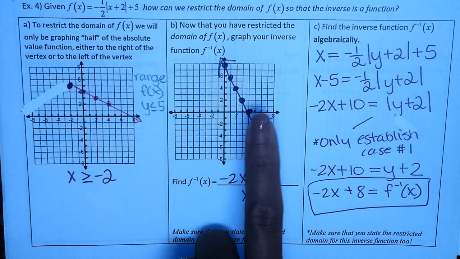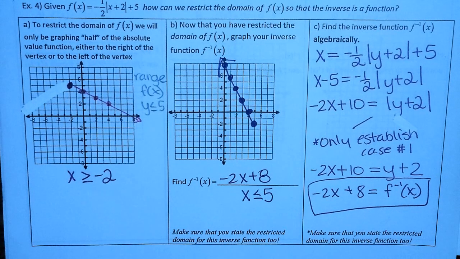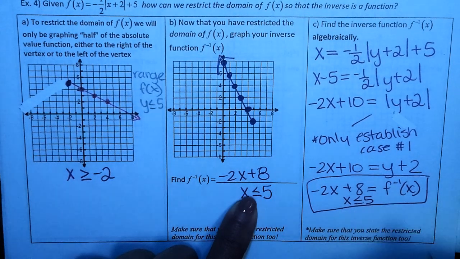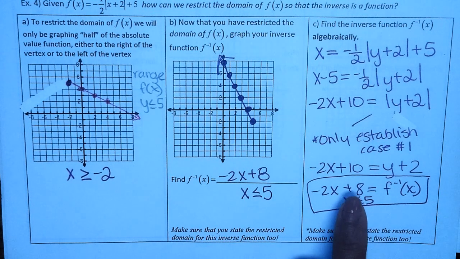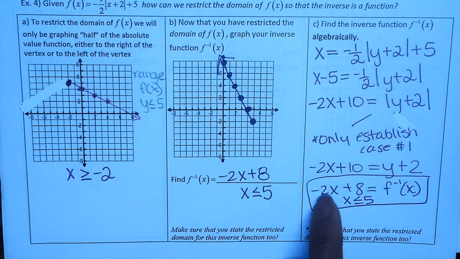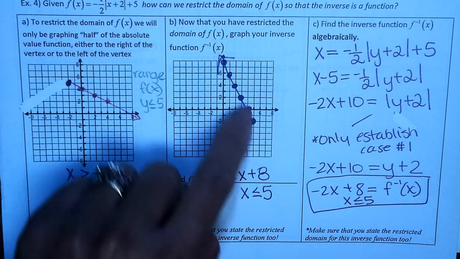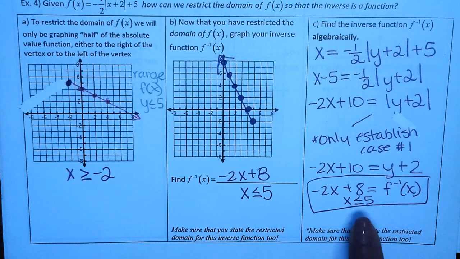It's a line. And then one more time, don't forget to state the restricted domain of the inverse. We already have the answer right here: x is less than or equal to 5. If you don't put a domain restriction, then you're saying that the inverse is the entire line, negative 2x plus 8, and it's not the entire line. It's a line, but it starts at 5 and goes less.